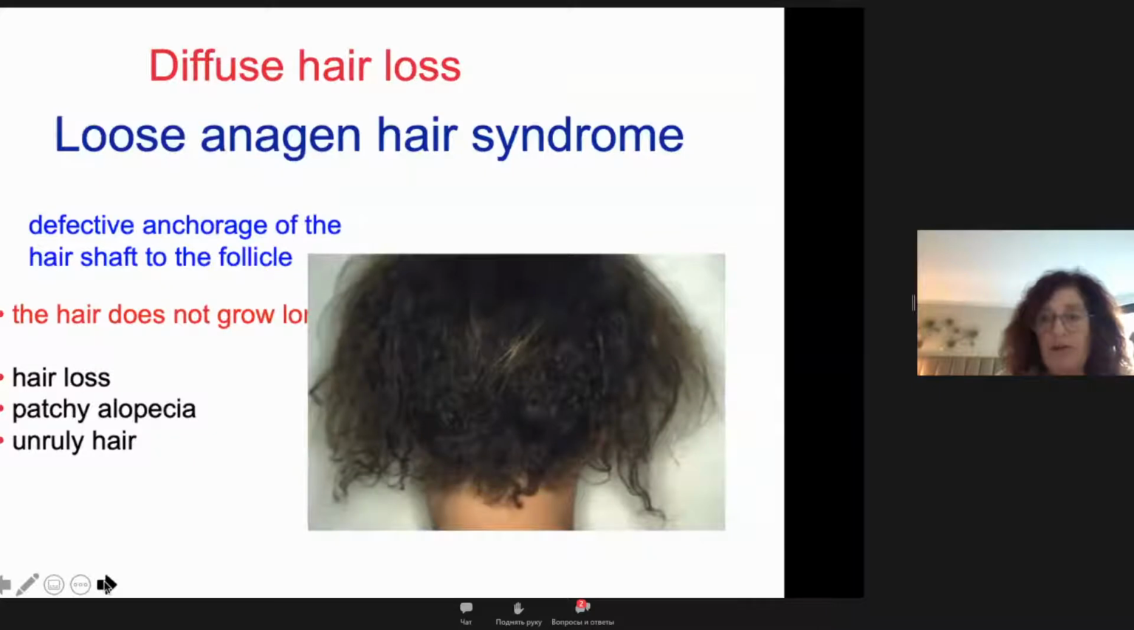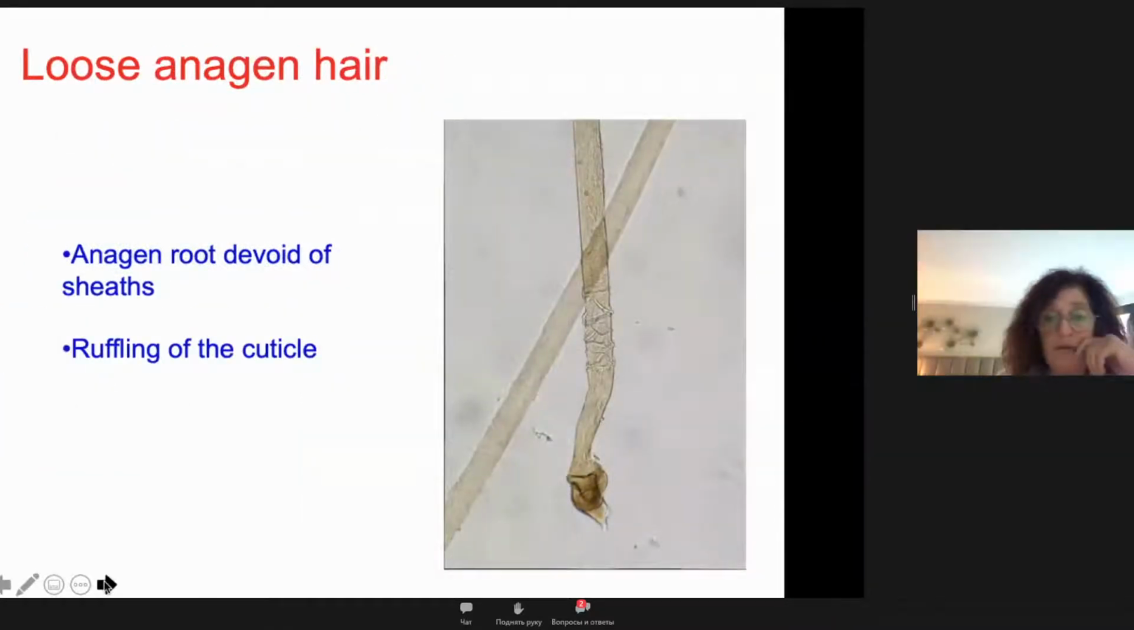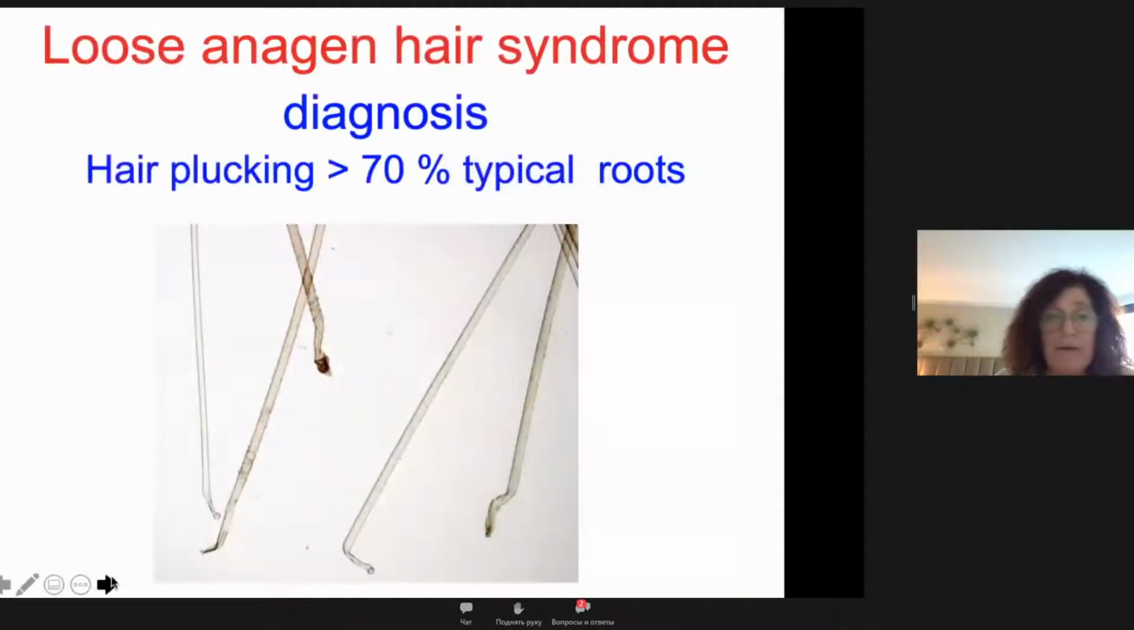And in this condition, the hair is not well attached to the follicle, so it's extracted with minimal force, so it doesn't grow long. And they may have unruly hair, as in this case. And here you see the hair devoid of sheaths and ruffling of the cuticle, which is the typical sign of this condition. And you can see it with a trichogram.